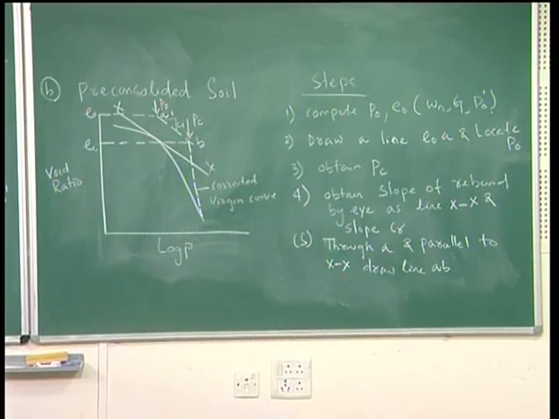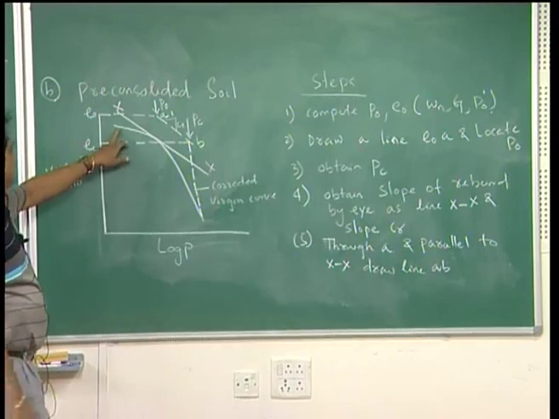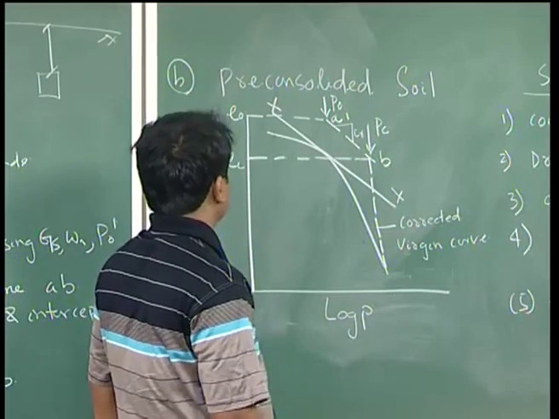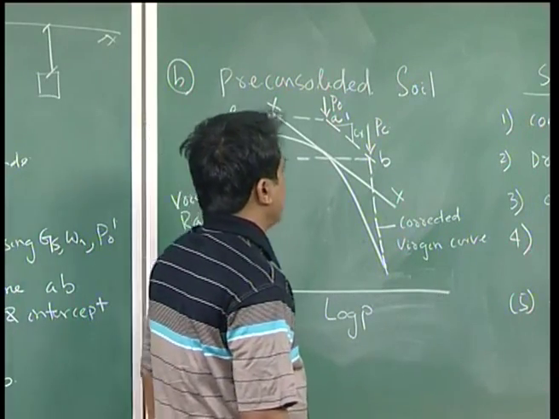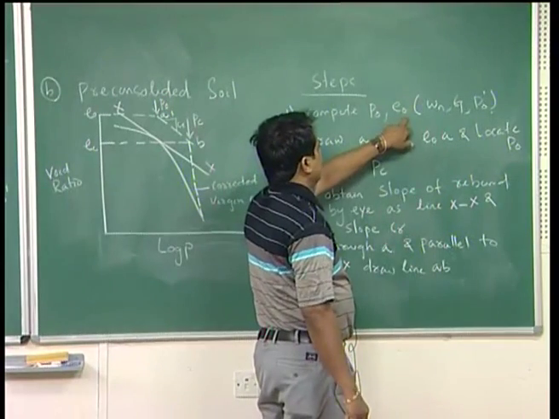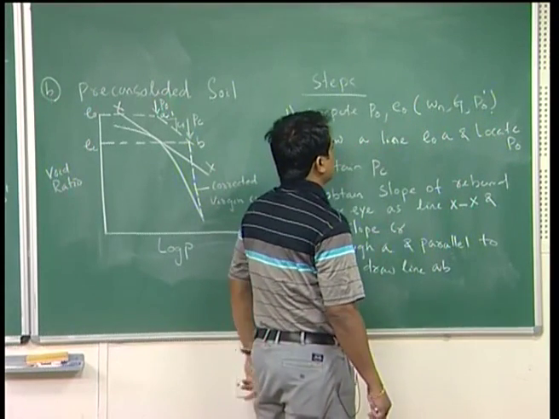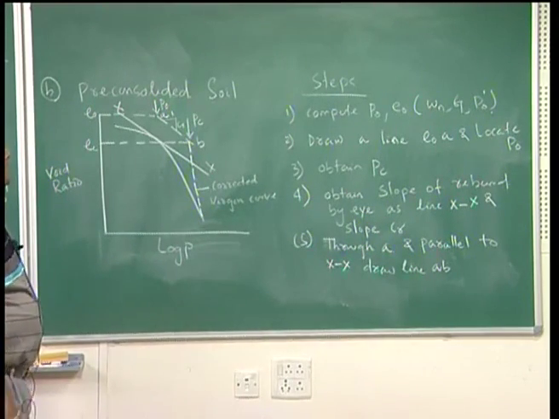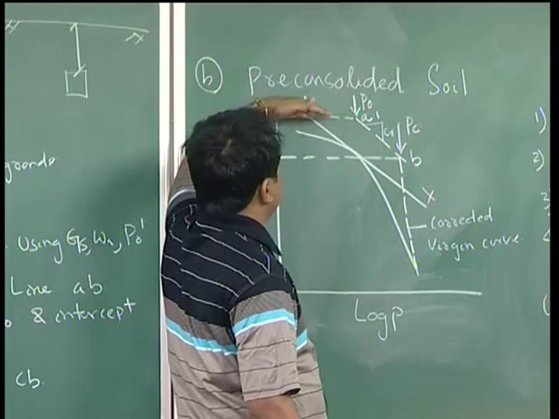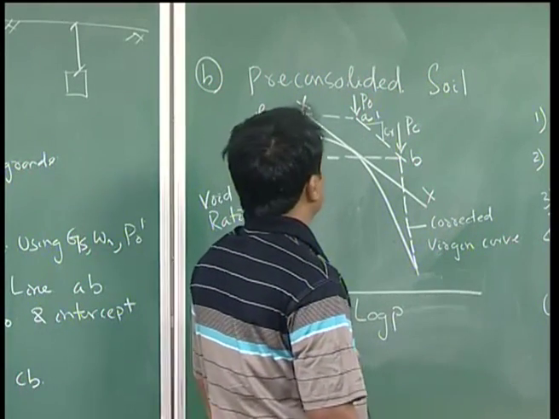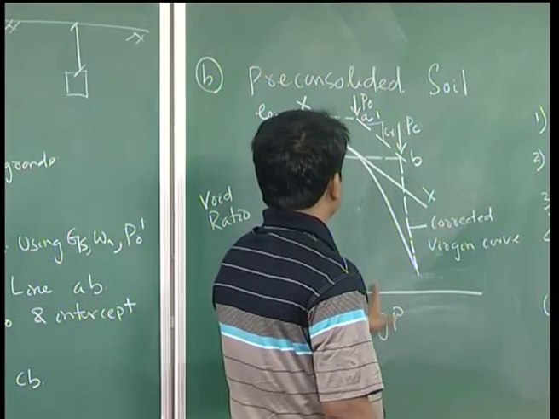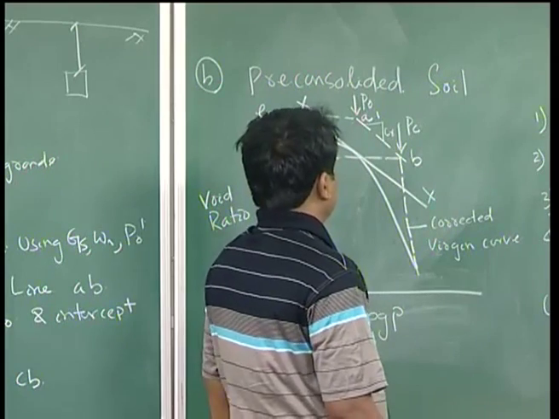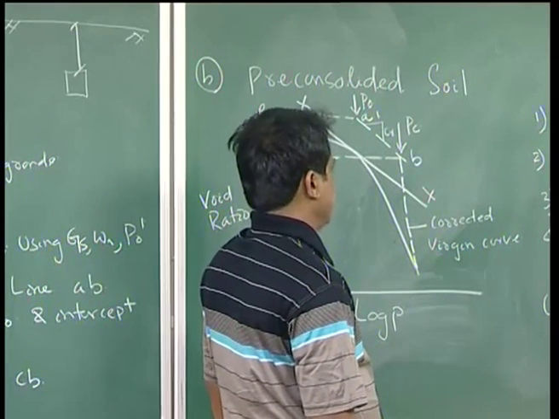Now, for pre-consolidated soil, draw the laboratory curve, the undisturbed curve from your consolidation. Then the steps are as usual: compute P0 and E0. E0 you can get from natural moisture content, G and P0 prime. Then draw a line E0A, this is your E0 line. Then locate P0, where P0 is. Then find PC by means of the Casagrande method.